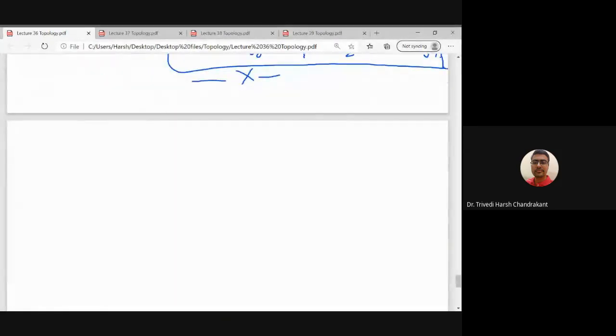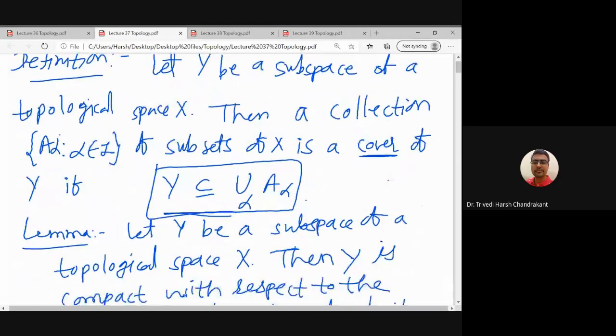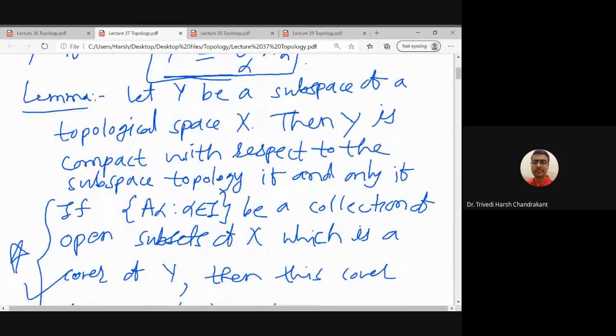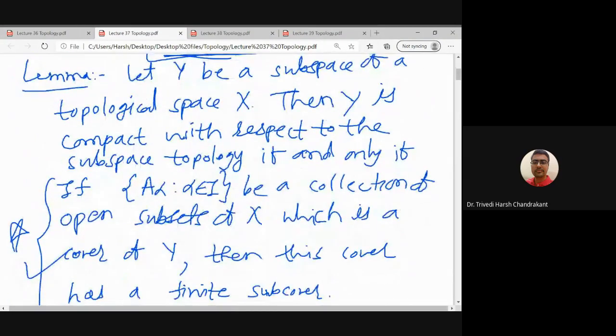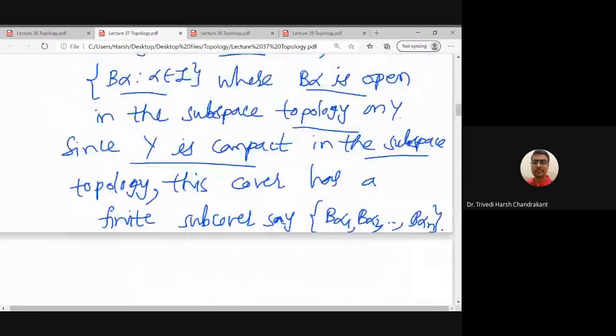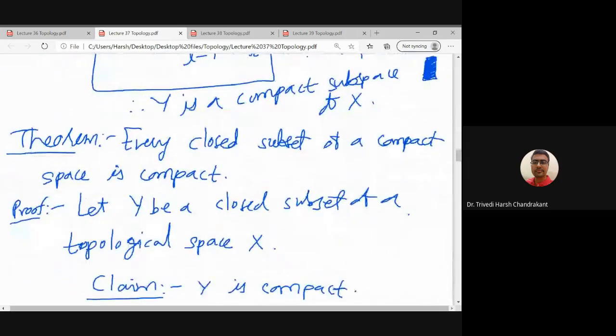So these two examples we studied, and then we studied subspaces. What is the meaning of a cover of a subspace? The cover of a subspace is one where instead of equality, we have a subset relation: Y is a subset of the union of the A alpha. In this case, we have seen that if the star property is satisfied, then Y is a compact subspace of the topological space X. Then we have seen some important results which I will use in today's lecture.